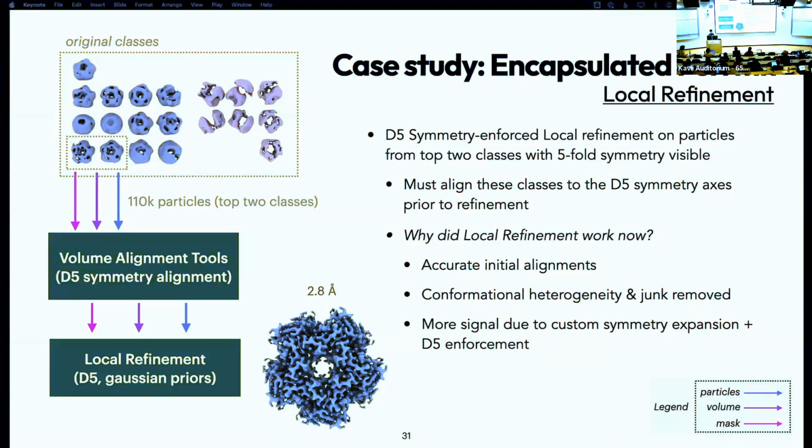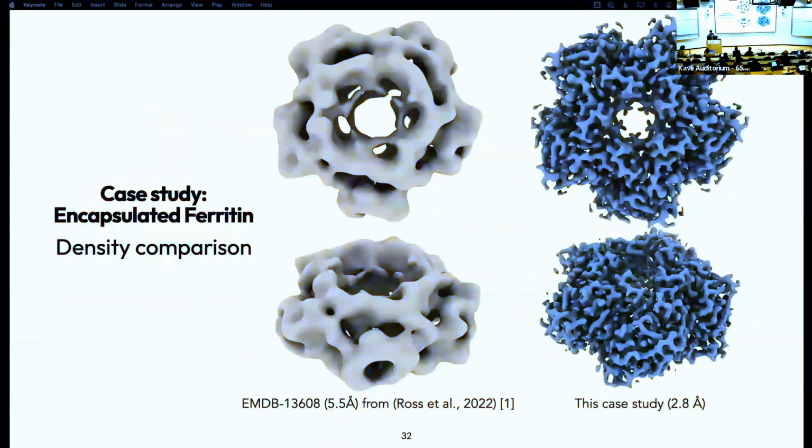So of course, it's going to give us high resolutions. But in this case, it didn't seem to be artifactual. And here's just a quick comparison of the density map that we recovered. So this density map in gray, this one was deposited, but it was recovered without applying D5 symmetry. So this is not a fair comparison at all.